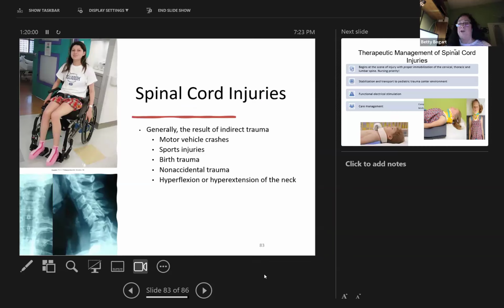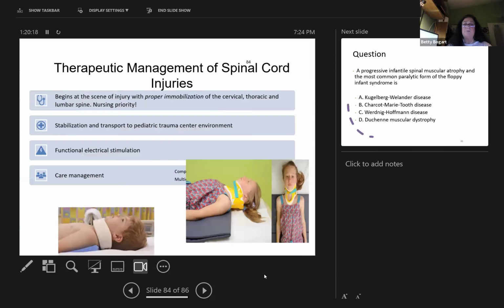Now, spinal cord injuries. Spinal cord injuries can be from anything. It can be motor vehicles, sports, pulling on a baby's head and neck at birth could happen. Or you go forward and your head goes back and forth. That can also cause a spinal cord injury.